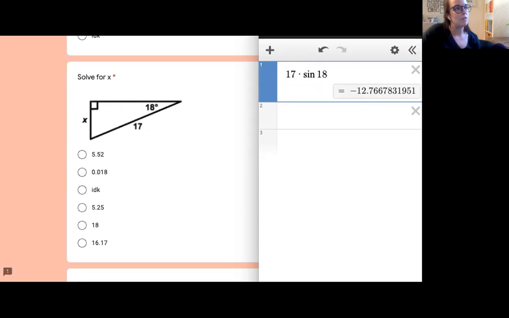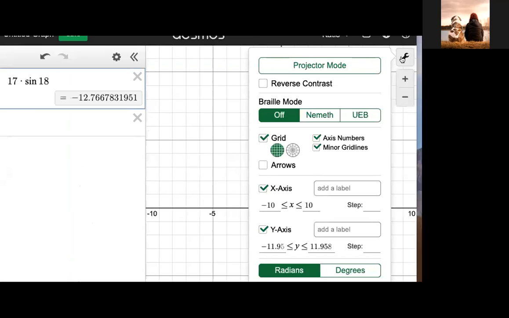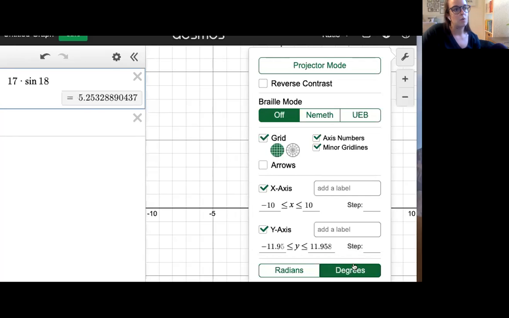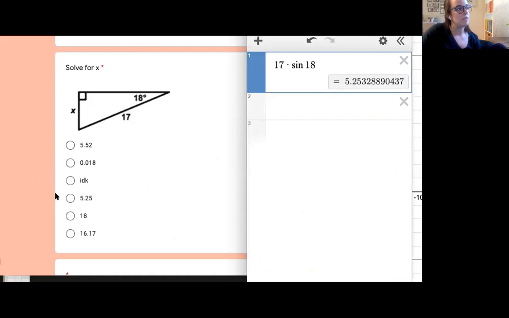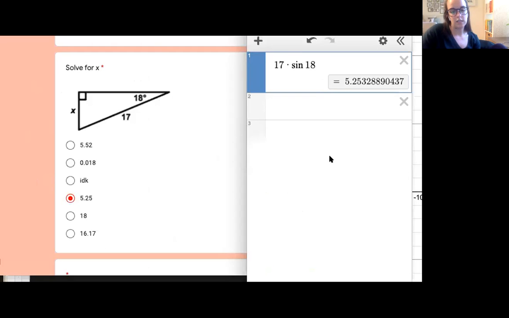Right now, Desmos is in radians. So you actually have to click this little button here. Right now it's in radians, and I need to put my calculator in degrees. When I put my calculator in degrees, I get 5.25, which should be one of my answers. It is right here, 5.25, just like that. Are there any questions about this one or about putting your calculator in degrees?